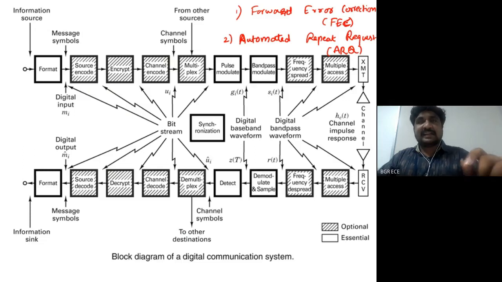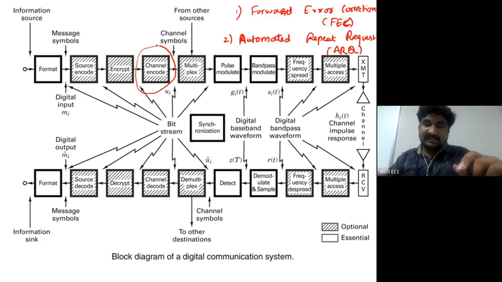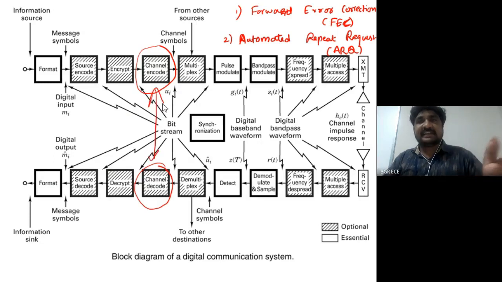So the channel encoder will be present at the transmitter block and the channel decoder will be present at the receiver block. These two will operate synchronously at both the transmitter end as well as the receiver end to have better control over the errors which occur due to the presence of various effects in the channel.